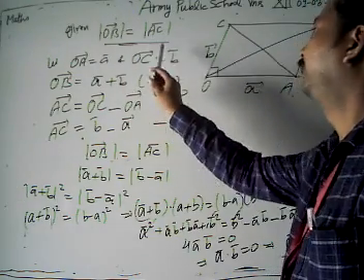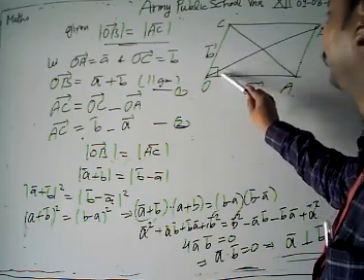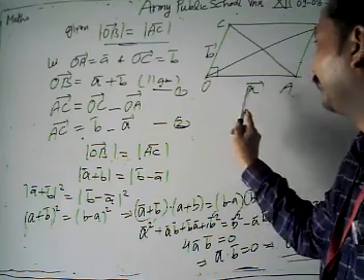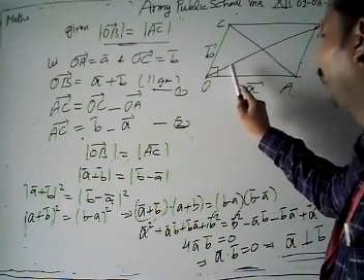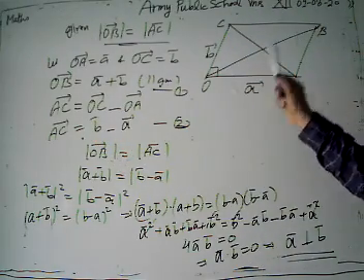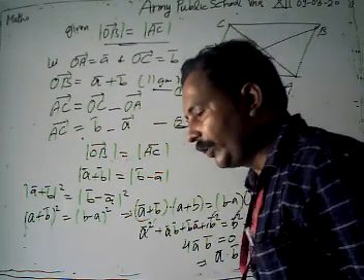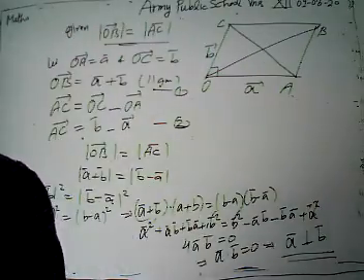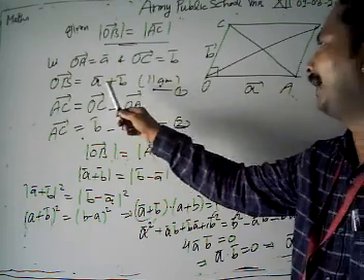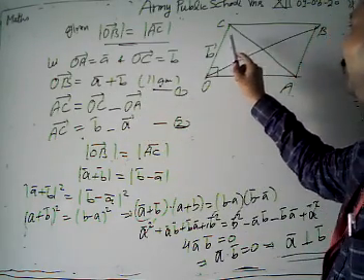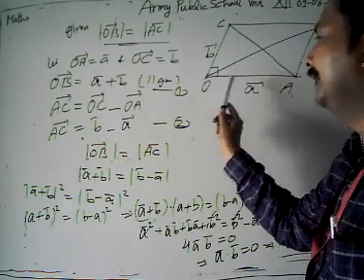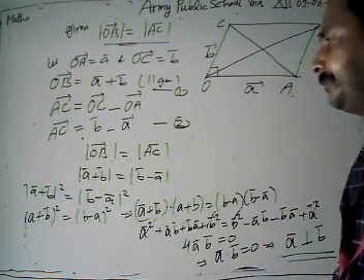We take OA as vector A and OB as vector B. How can we get the length of OB? Since it is our diagonal, we use the parallelogram law of addition, and we get OB given by A plus B. Again in triangle OAC, we find AC as vector B minus vector A.